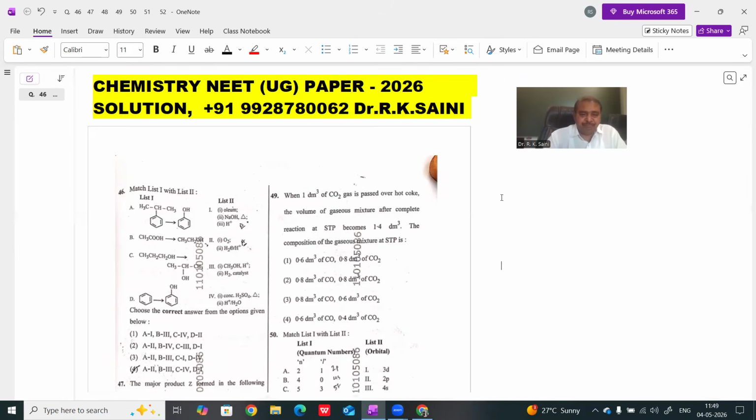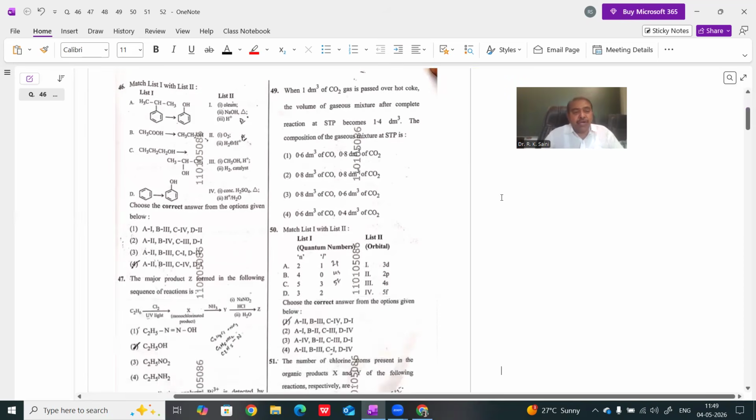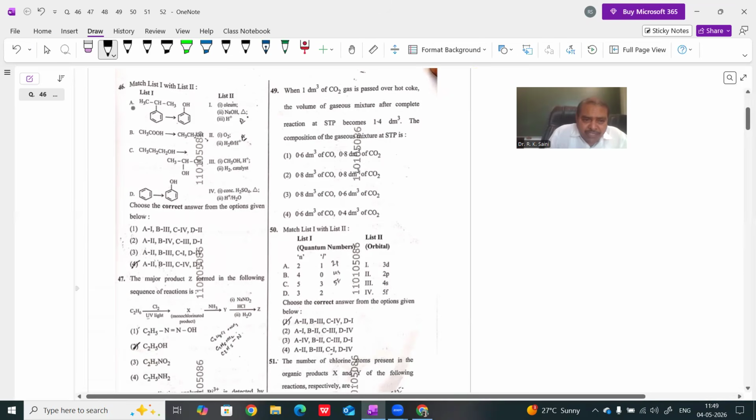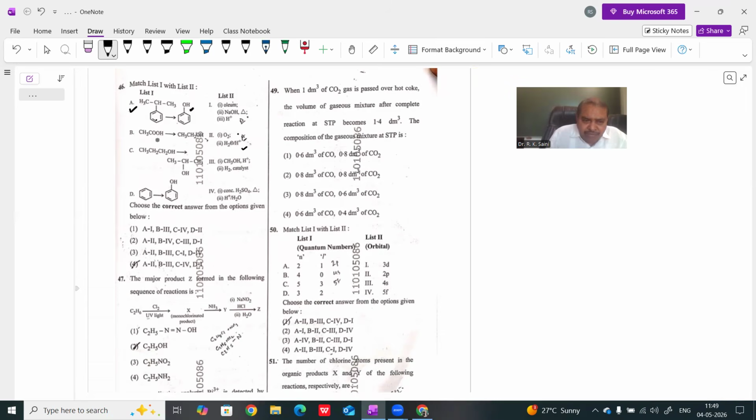Question number first. Match the list. This question comes from organic chemistry, particularly methods of preparation of phenol, the industrial preparation of phenol. Option A is the industrial preparation of phenol. Cumene changes into phenol with the help of oxygen and then acidic hydrolysis in the presence of acid. Therefore, first is B. And in this option B, first esterification takes place and then reduction. Methyl alcohol, acidification, then reduction.